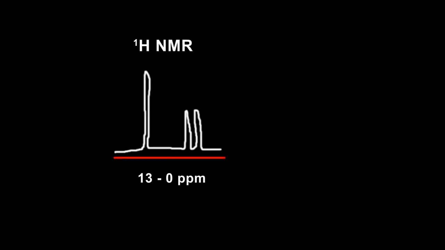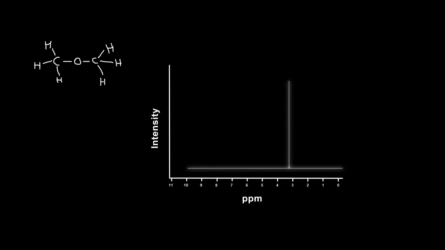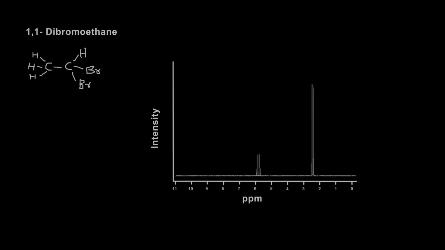Now, let us think about hydrogen-1 NMR. For hydrogen-1 NMR, the chemical shift ranges from 0 ppm to 13 ppm. It is important to predict the distinct hydrogen environments in the molecule. Each distinct hydrogen environment gives one signal. For example, dimethyl ether gives only one signal because the hydrogen groups are equivalent. Another example, 1,1-dibromoethane gives 2 signals because the hydrogen groups are independent hydrogen environments.